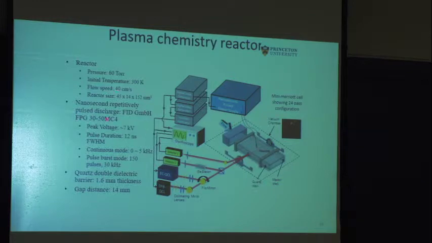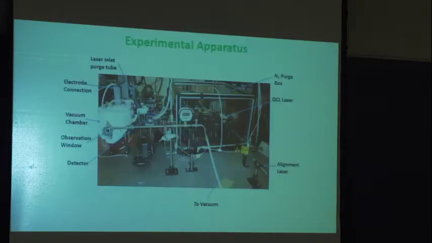The nanosecond plasma pulse is 12 nanoseconds, the peak voltage is about 7 kilovolts, and it can run continuously up to 30 kilohertz. So you can study continuous repetitive plasma discharge, or you can do a single pulse of plasma discharge and see what the dynamics are. This is the experimental setup. Probably some of you saw it on the laboratory tour. This is a quantum cascade laser, and there are some other lasers sitting here. And this is the plasma reactor. The plasma reactor is here, this is the electrode of the nanosecond plasma discharge, and these are detectors.